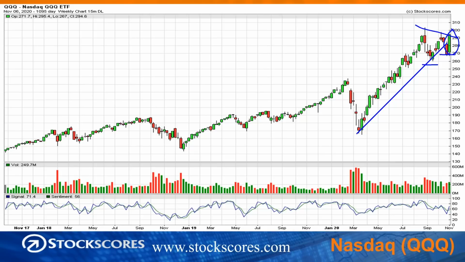We'll see what happens. I'm curious to see if we can break through this, or if instead we get a second signal breaking down through 270. This would be negative. This would be positive. That's what we're going to watch for.